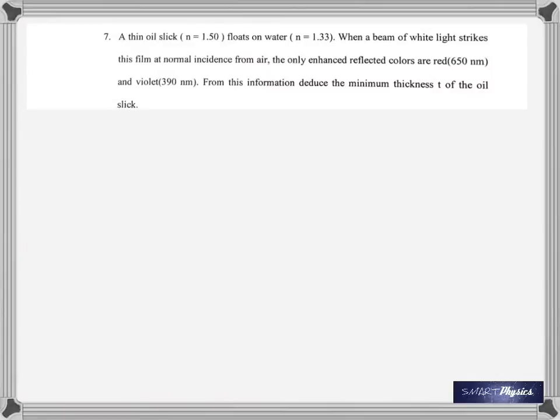The seventh question: a thin oil slick floats on water. A beam of white light strikes this film at normal incidence from air. The only enhanced reflected colors are red and violet. From this information, deduce the minimum thickness of the oil slick. Again, it has to do with thin films, where you have the oil and then the water there.